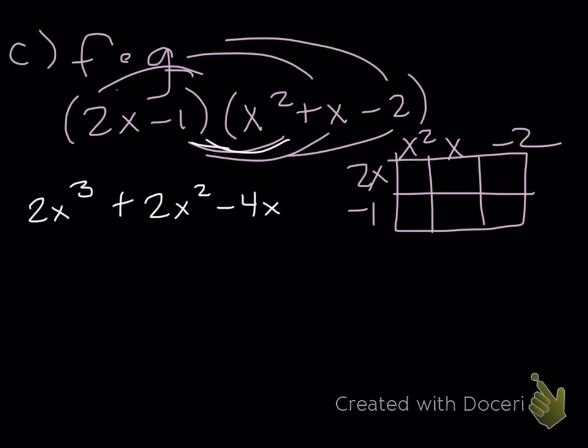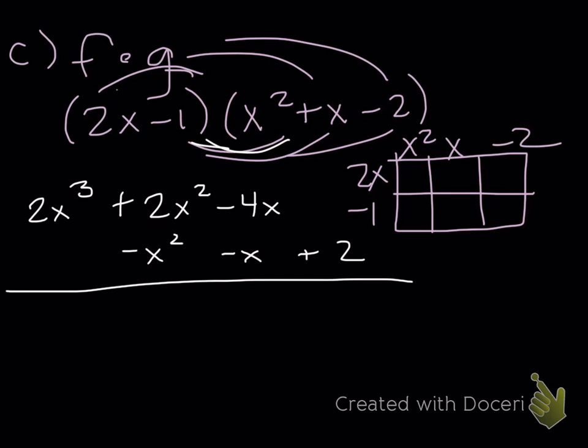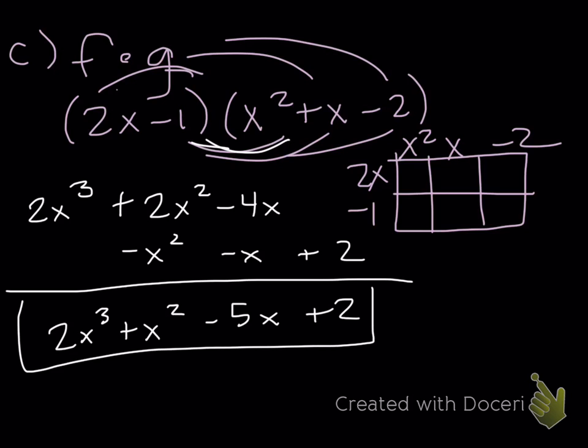And now I'm going to work on this negative 1. So I'll have a negative x squared minus x plus 2. And notice when I distributed, I stacked it like this and made it organized, so it's a lot easier to combine like terms. So I get 2x cubed plus x squared minus 5x plus 2. So that's the final answer for multiplication. And again, the domain is negative infinity to infinity because no fractions or square roots.